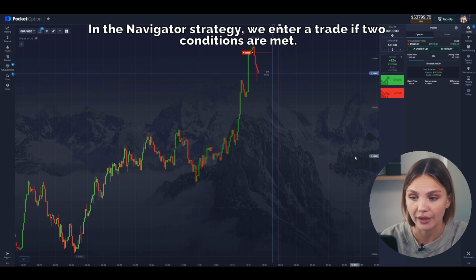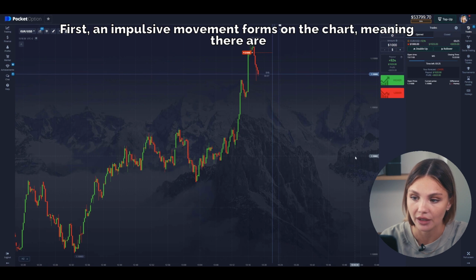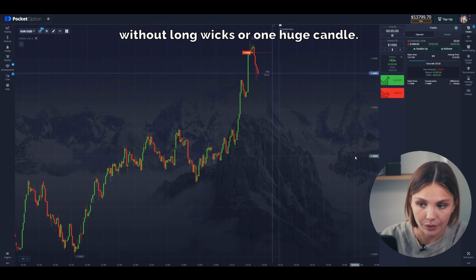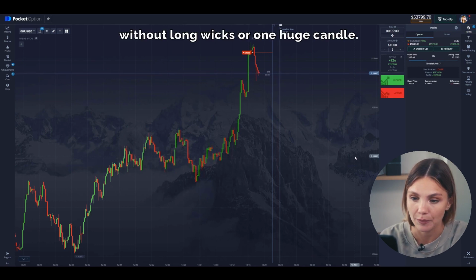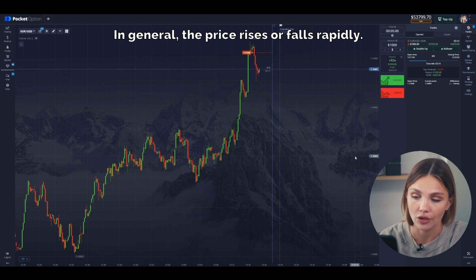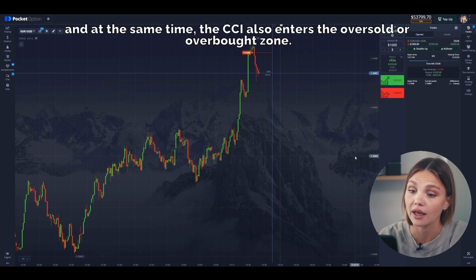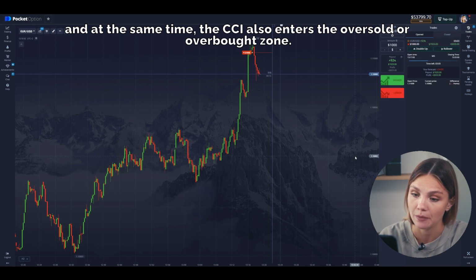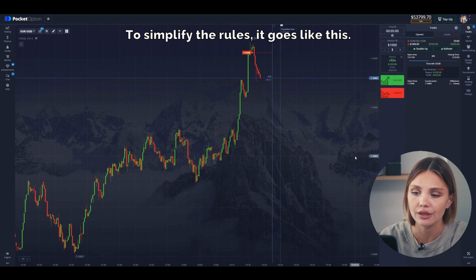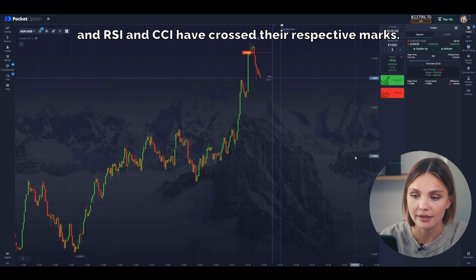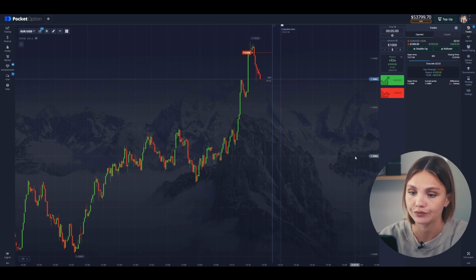In the Navigator strategy, we enter a trade if 2 conditions are met. First, an impulsive movement forms on the chart, meaning there are several relatively long candles of the same color without long wicks or one huge candle. In general, the price rises or falls rapidly. During this impulse, the RSI indicator enters the oversold or overbought zone, and at the same time, the CCI also enters the oversold or overbought zone. To simplify the rules, it goes like this. The chart has significantly risen or fallen, and RSI and CCI have crossed their respective marks.